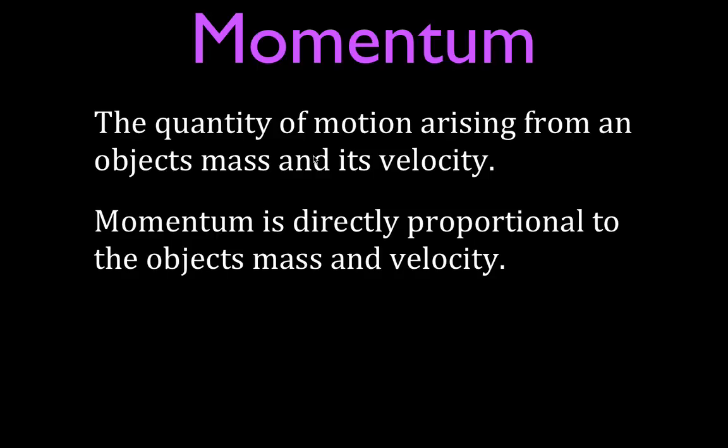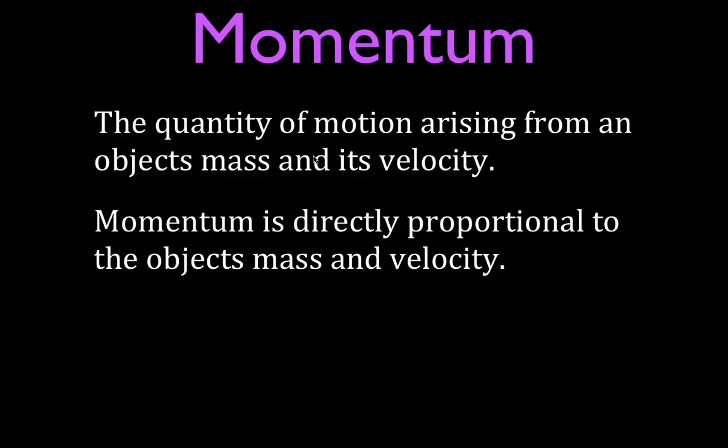Momentum is a quantity of motion arising from its mass and its velocity. That means basically for an object to have momentum, it has to have mass, which all objects have, and then it needs to have some velocity, or it needs to be moving. So it's just mass and velocity.